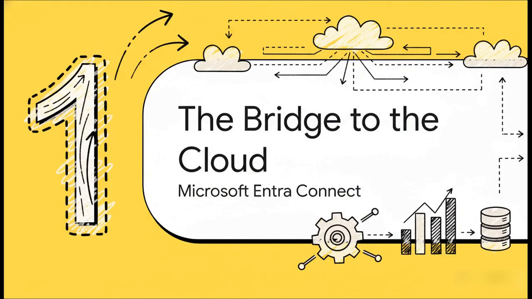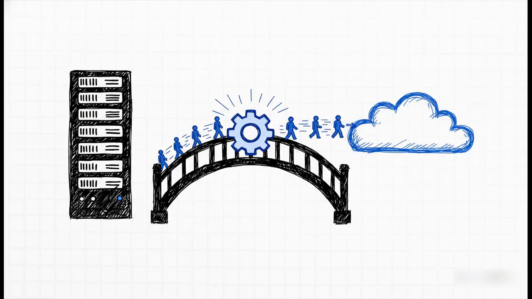So, how do we actually build this identity bridge we're talking about? Well, the tool for the job is Microsoft Entra Connect. This thing is really the engine that makes all of hybrid identity possible. Its main job is actually pretty straightforward. It synchronizes user identities from your on-premise Active Directory up to the cloud-based Microsoft Entra ID. And by doing that, it creates one consistent identity across both platforms, which is absolutely crucial for everything we're about to talk about.